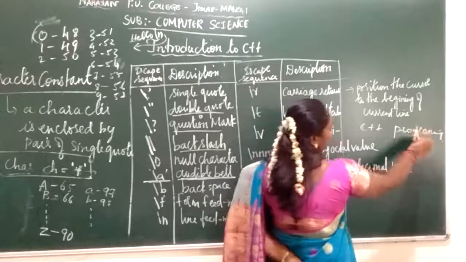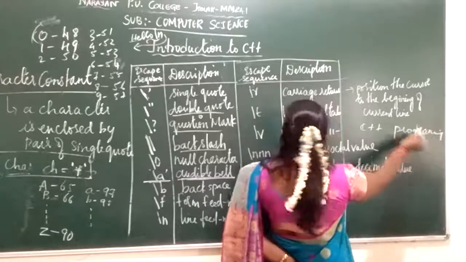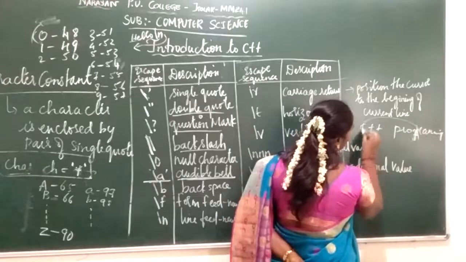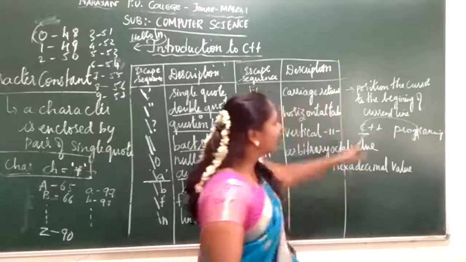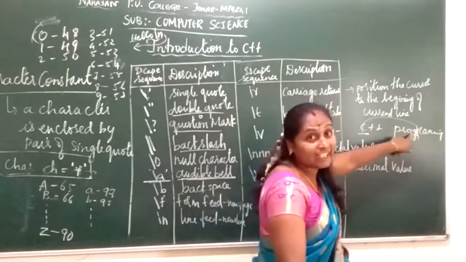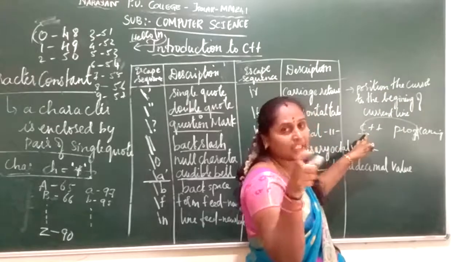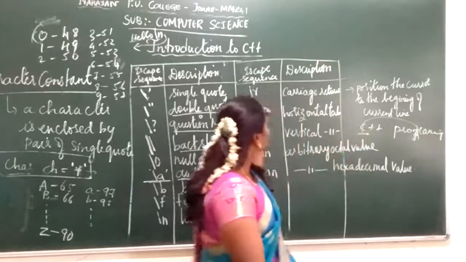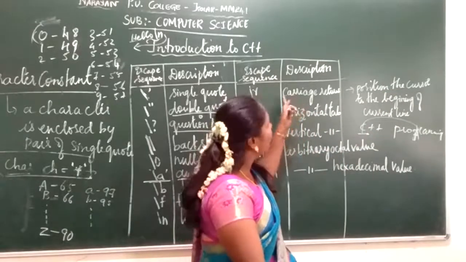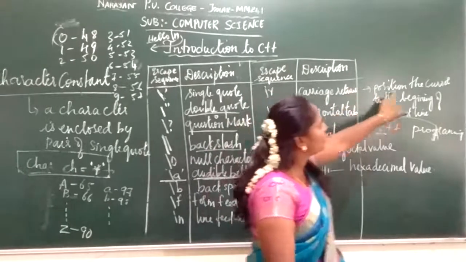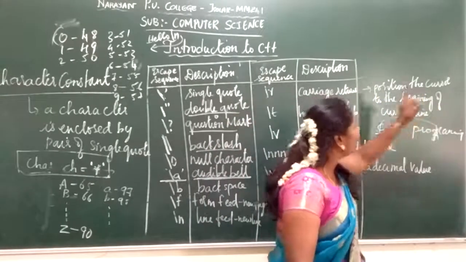Suppose I have used a backslash r. Then with the carriage return, the position is moved to the beginning of that particular current line. I am specifying the current line, not the first line. That is the current line, the line which I am executing. Carriage return, backslash r, positions the cursor at the beginning of the current line.